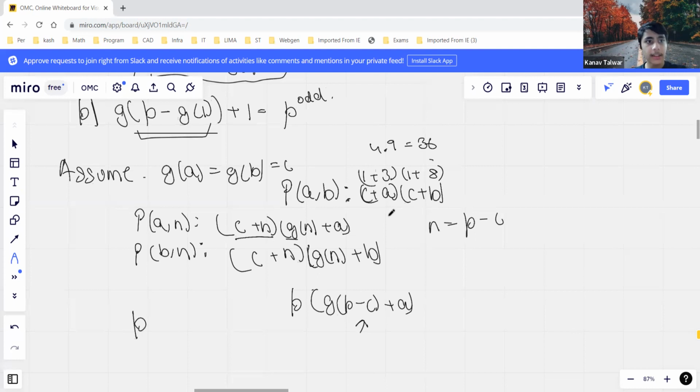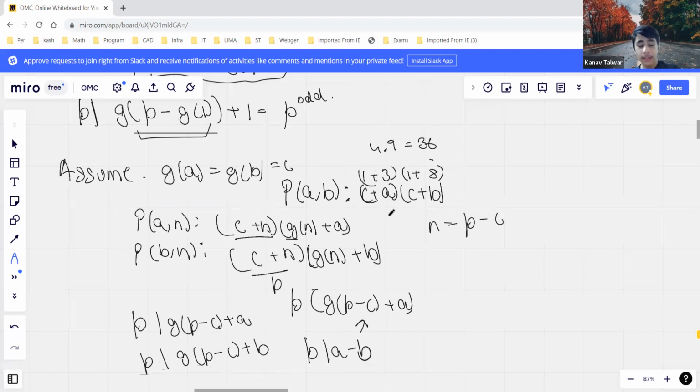Thus, this must be an odd power of P, or equivalently P divides g of P minus C plus A. And similarly P also divides g of P minus C plus B. P divides both of these numbers, so it must divide the difference. Thus P divides A minus B. But as we could make P any arbitrarily large number, this whole quantity must be equal to 0. Hence A is equal to B. Is this proof clear?